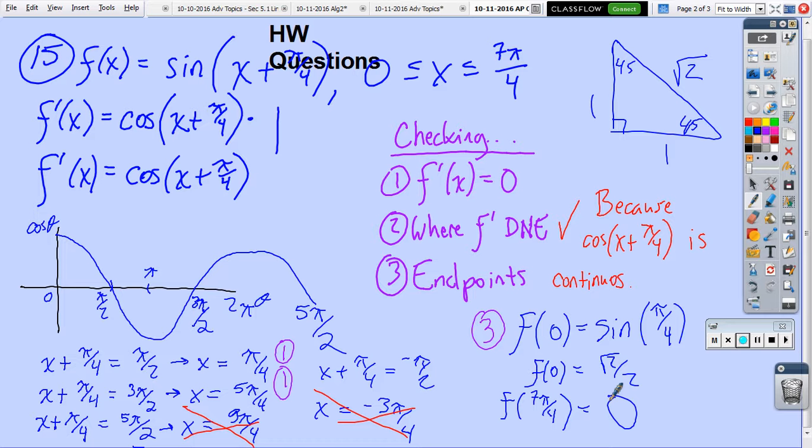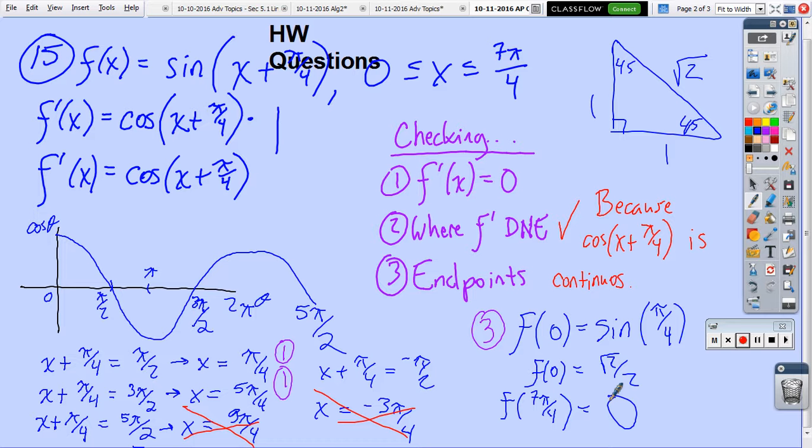Any questions thus far? How we came up with all these? So which ones of all of those are really critical? The critical points are 1 and 2. Yeah, critical points where f prime equals 0 or f prime doesn't exist.